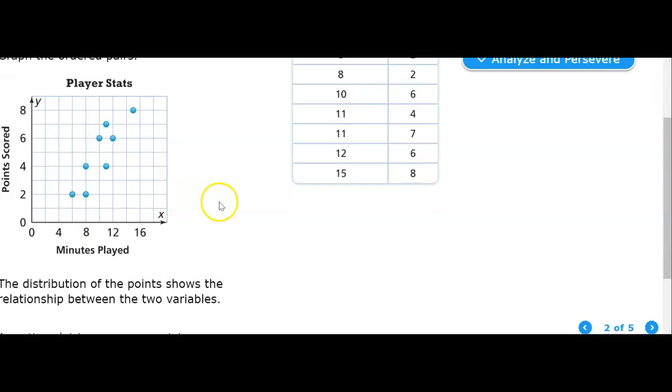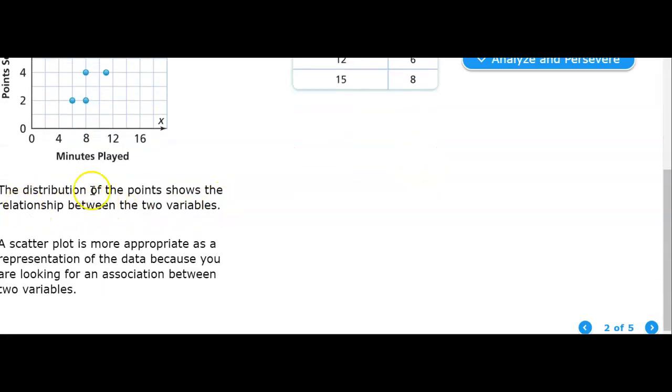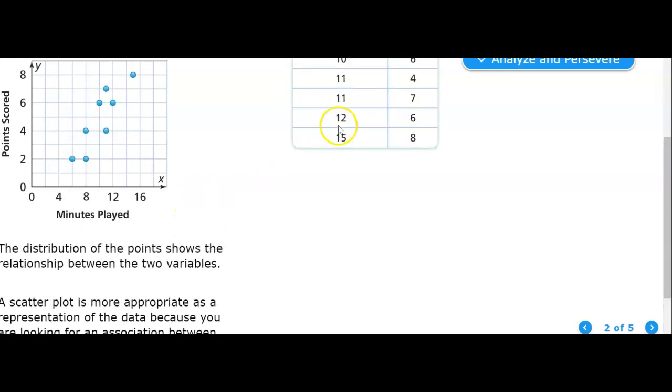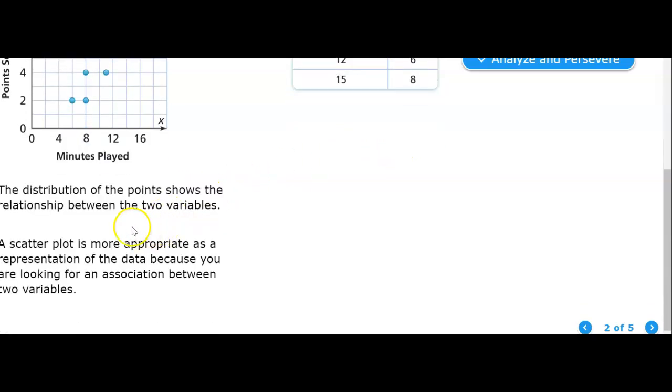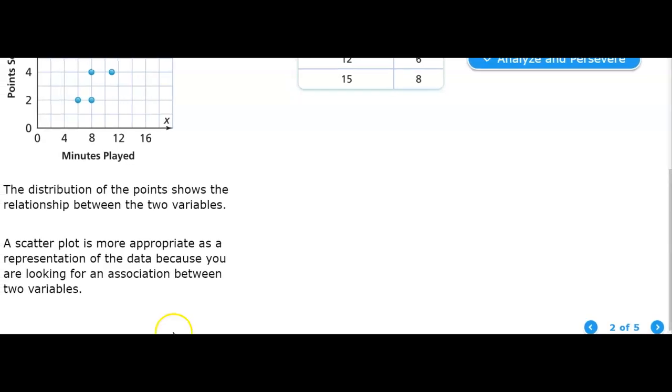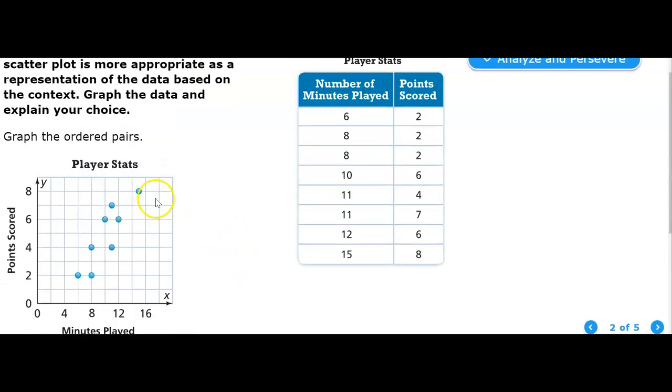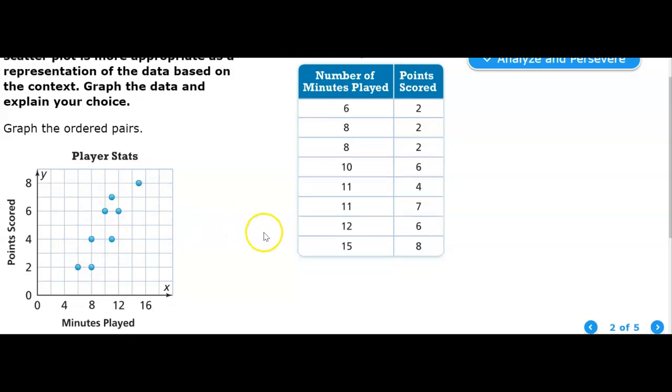So all these points are graphed on this graph, and the distribution of the points shows the relationship between the two variables, and a scatter plot is more appropriate as a representation because you are looking for an association between two variables. And the numbers, as you see, are kind of scattered on this graph.